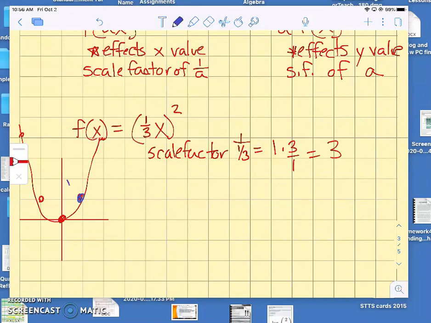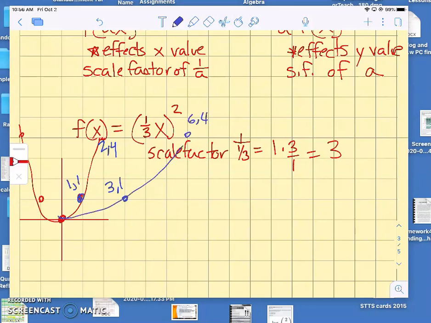So this is the coordinate 1, 1. It's really going to go to 3, 1. And this one was 2, 4. It's really going to go to 6, 4, which is totally not going to fit on this graph.